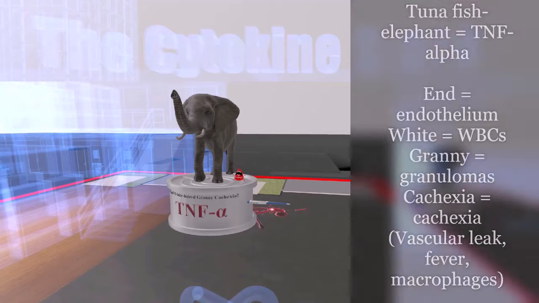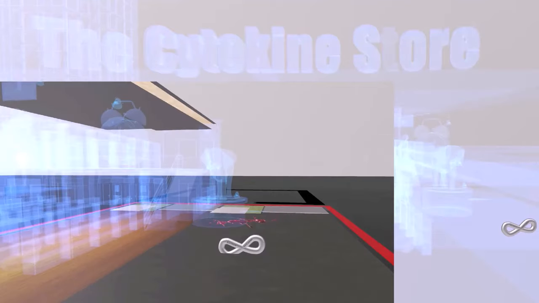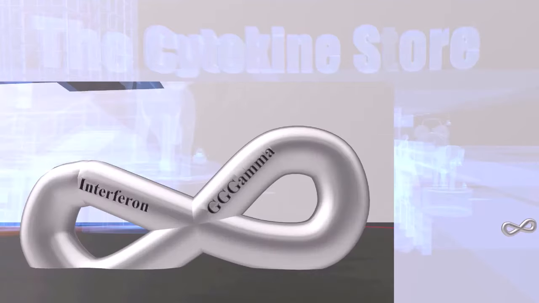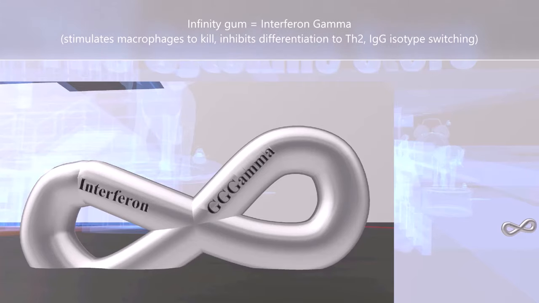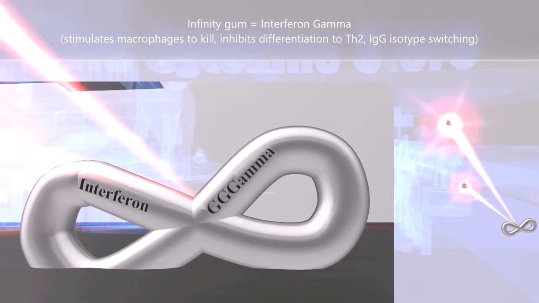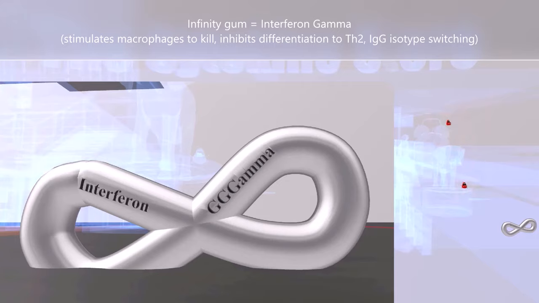I was now ready to take a look at the next part of the parking lot. And as I took a closer look at this gum over here, I took a look at this infinity gum over here. It's apparently this huge piece of gum in the shape of infinity. Infinity gum for interferon gamma. This part of the parking lot reminded me of interferon gamma. And the infinity gum was shooting the macrophages that I saw in the scene. This reminded me that interferon gamma stimulates macrophages to kill phagocytosed pathogens.